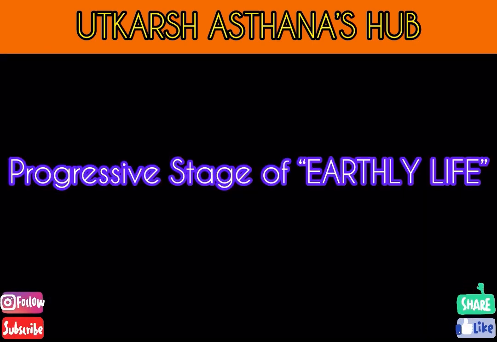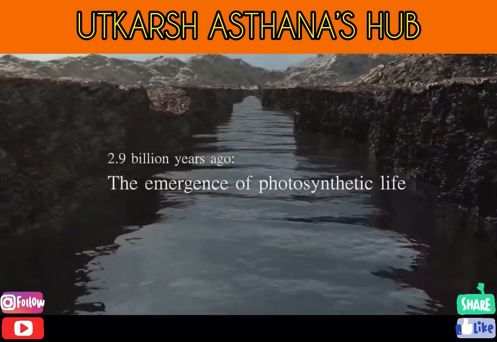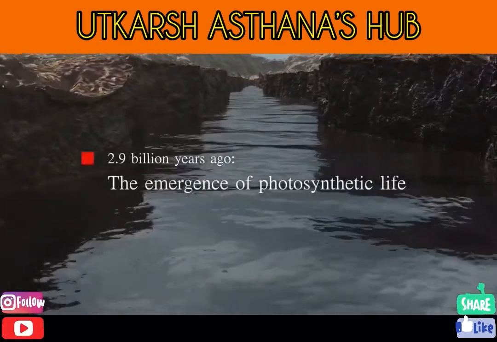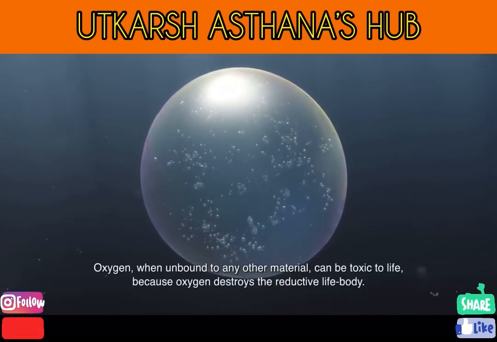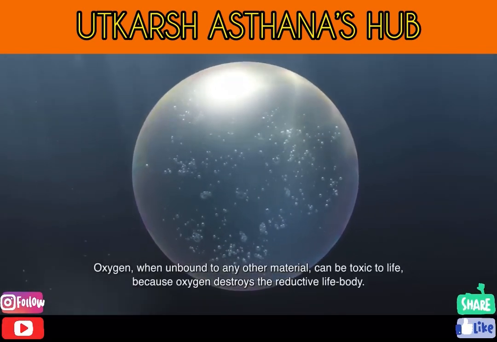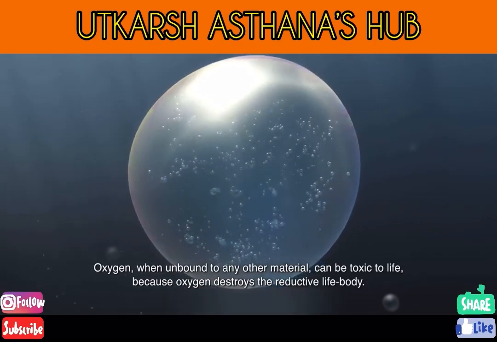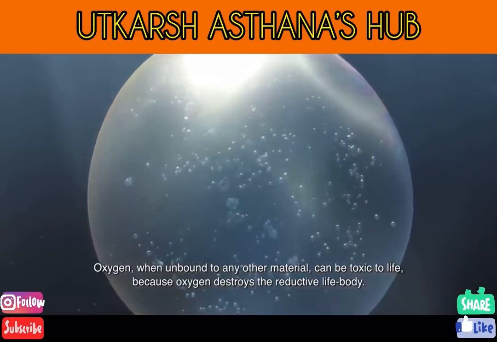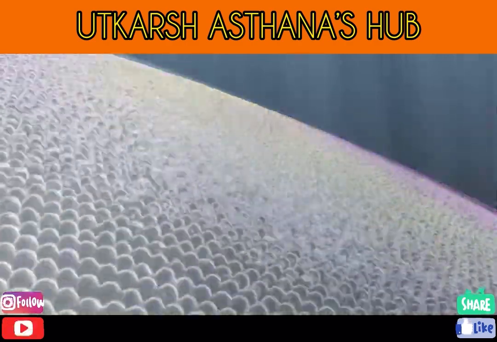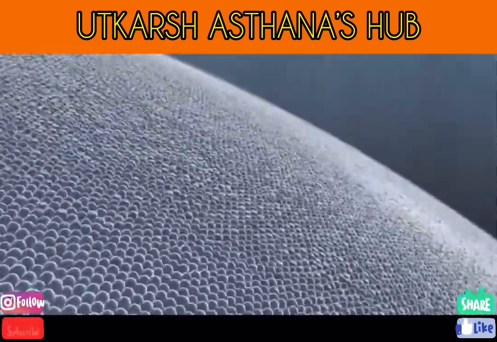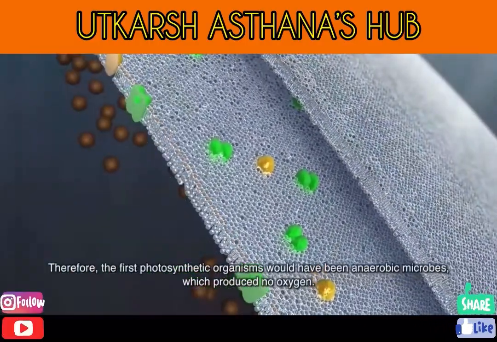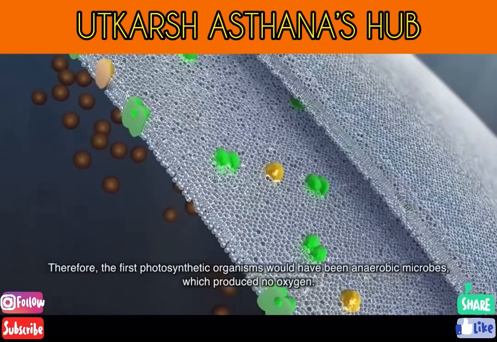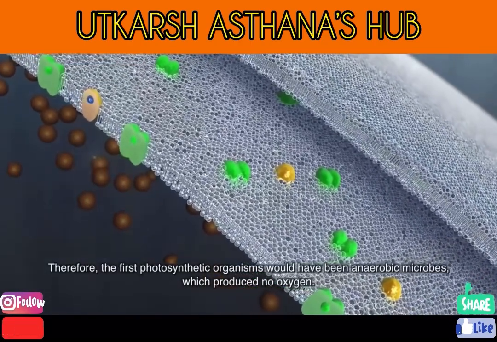Progressive stage of earthly life. The emergence of photosynthetic life began 2.9 billion years ago. Oxygen, when unbound to any other material, can be toxic to life because oxygen destroys the reductive life body. And that is why the first photosynthetic organisms would have been anaerobic microbes which produce no oxygen, or O2.